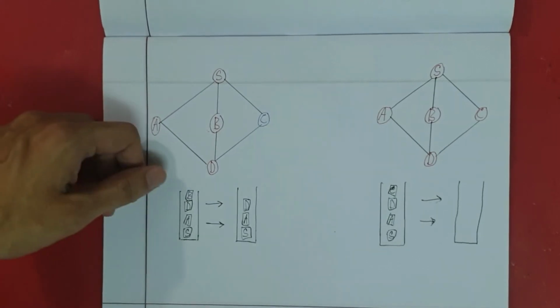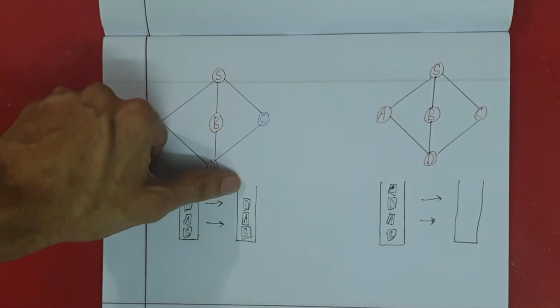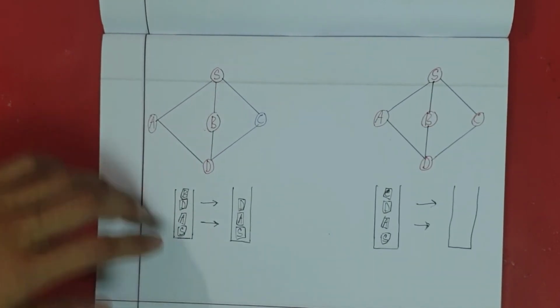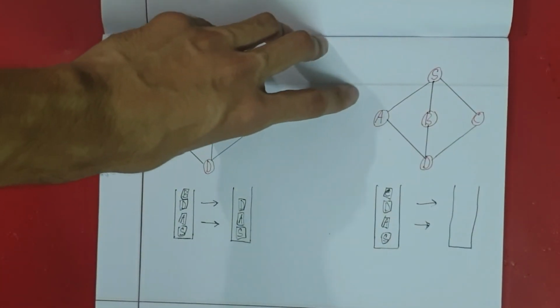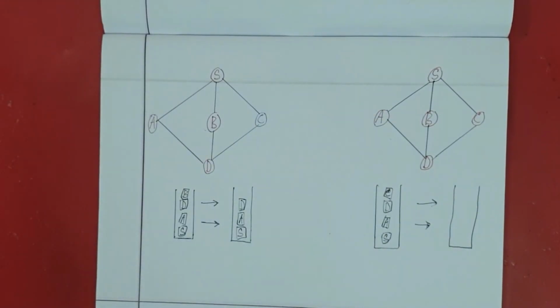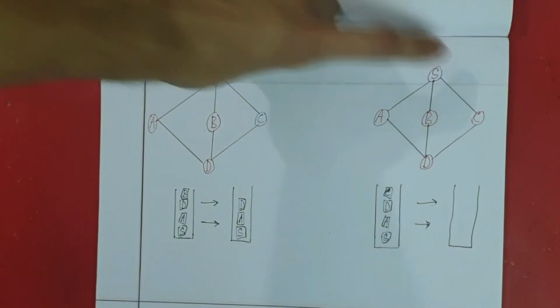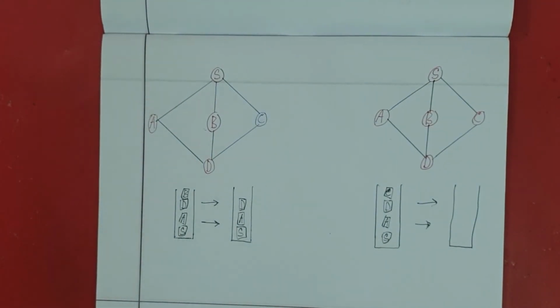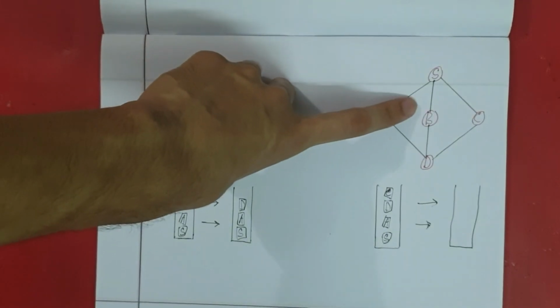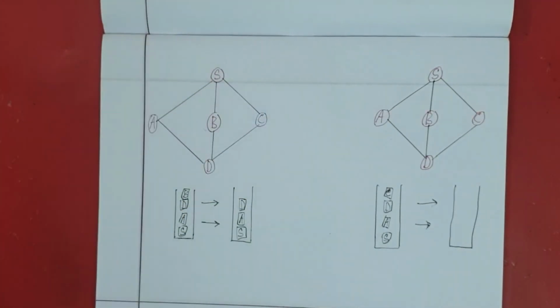So we remove B from the stack. Here we have removed B and then moved back to D. In the following step, we find that only C is unvisited. So we mark C as visited and put it in the stack. And now we have seen that there are no unvisited vertices remaining.